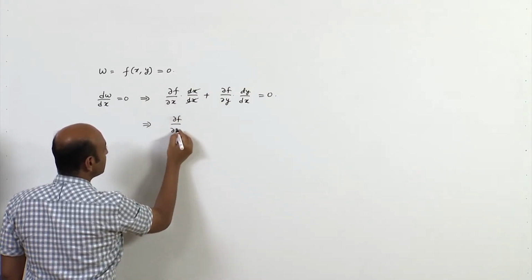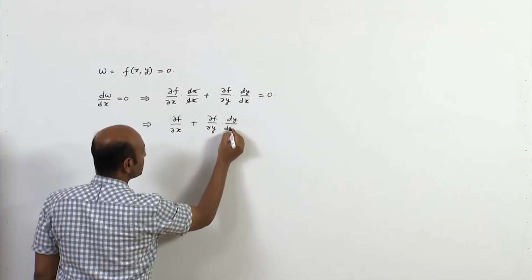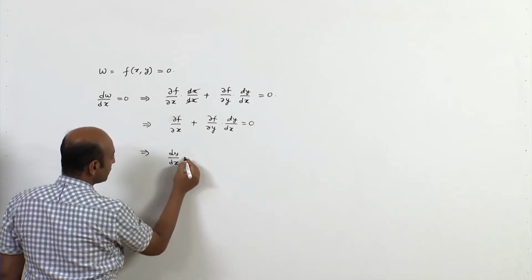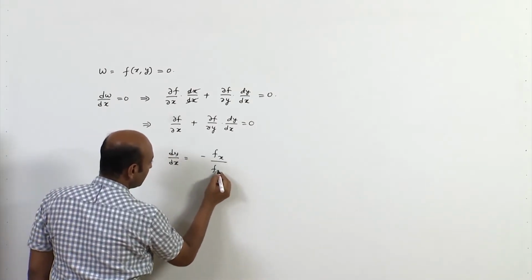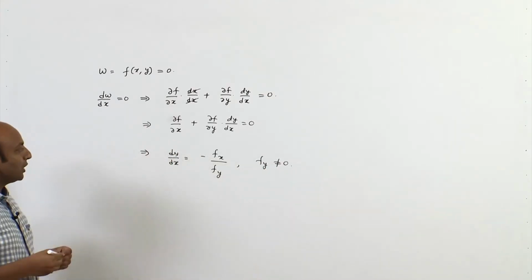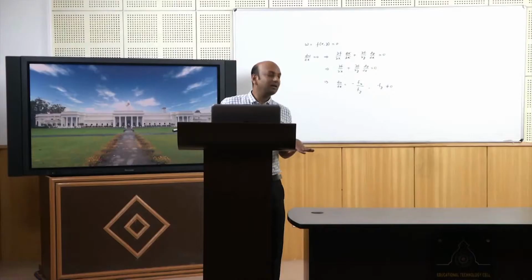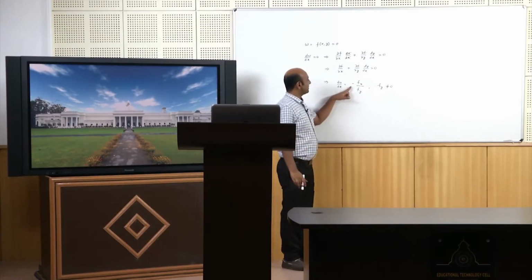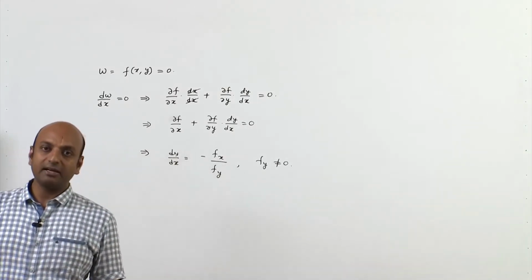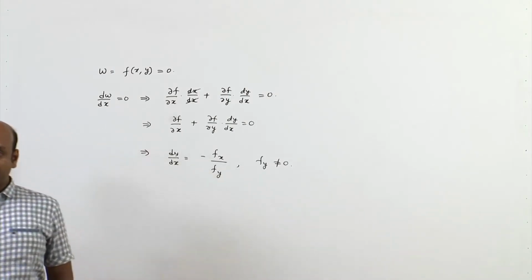So del f by del x plus del f by del y into dy by dx equals 0, and this implies dy by dx is equal to minus fx upon fy, where fy should not equal 0. So if you want to compute dy by dx directly when f is known, we can simply use this expression: negative of the partial derivative of f with respect to x divided by the partial derivative of f with respect to y. Let us see some problems based on this.